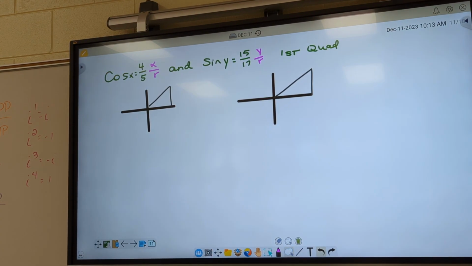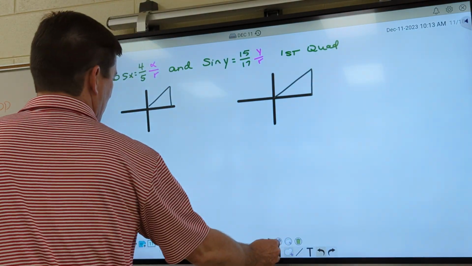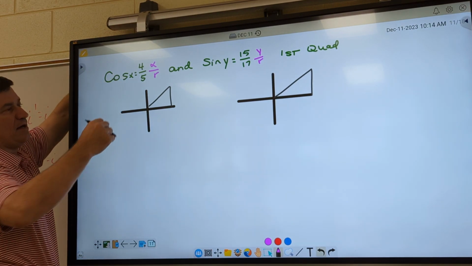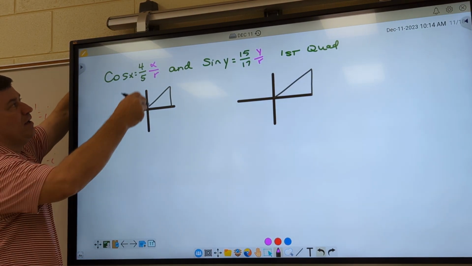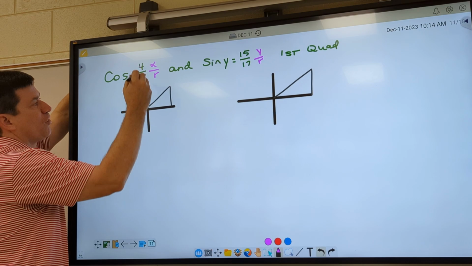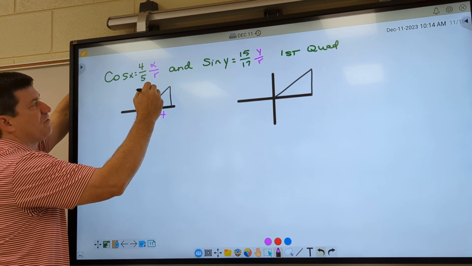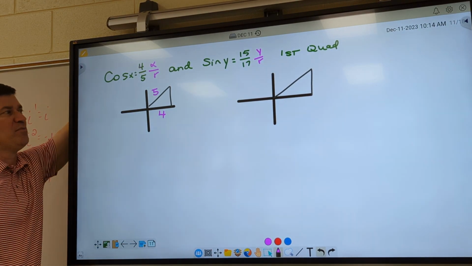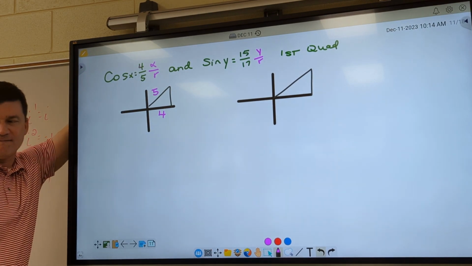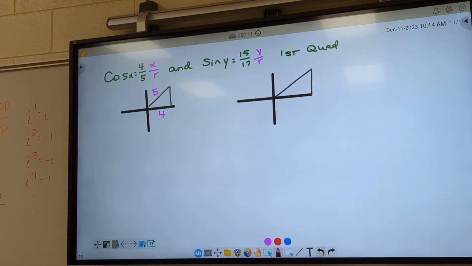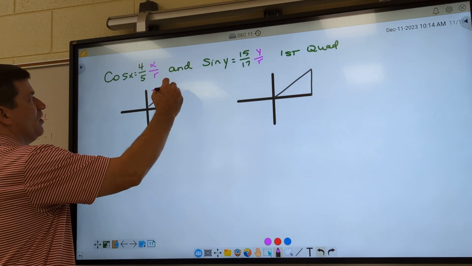Gonna have to label our triangles. So, I did this. Cosine, if you forget, look on the board, is x over r. So 4 goes on the x-axis, 5 goes on the radius. Do y'all remember how we found the missing side? Square. Good. 5 squared minus 4 squared equals 9. Square root of 9 is 3. I know this side is 3.